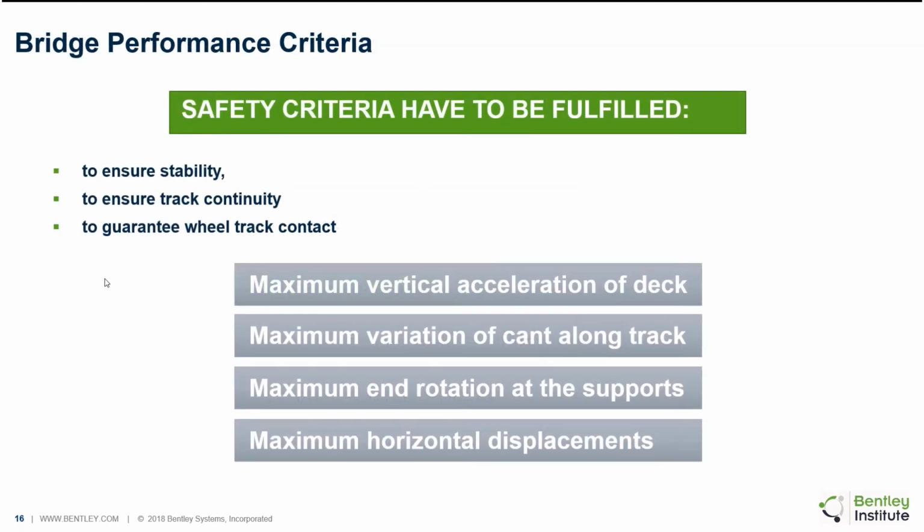So then what are the performance criteria? Of course, when we design a bridge, we need to establish certain safety criteria, right? But here, when it's high speed, it not only has to meet the safety criteria for a structurally sound structure, right? There are extra threshold criteria in which we define a maximum vertical acceleration of the deck, the maximum variation of cant or super elevation along the track, right? The end rotation at the supports and the horizontal displacement. So we have to watch out not only for the previous frequency value, but also for not passing the thresholds on these safety criteria that are mentioned in the presentation.